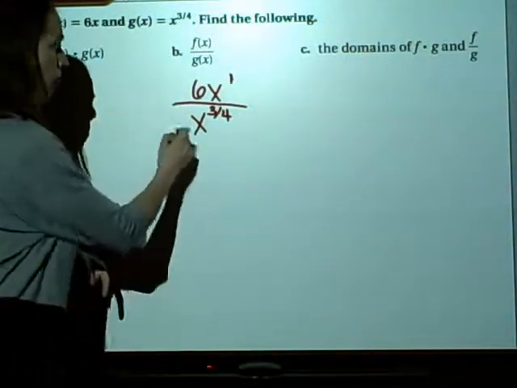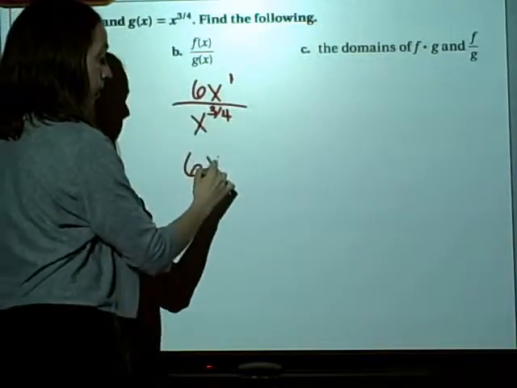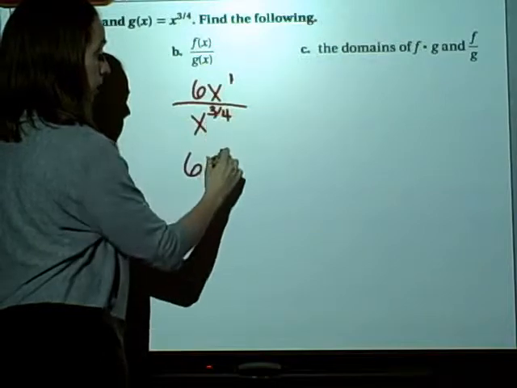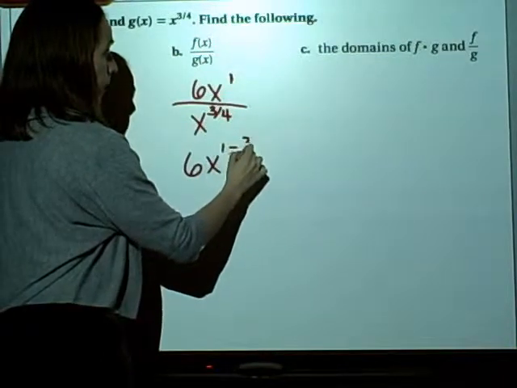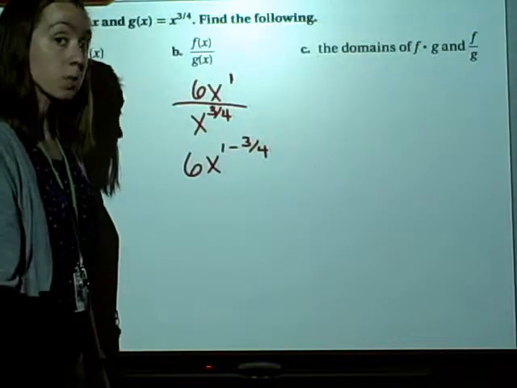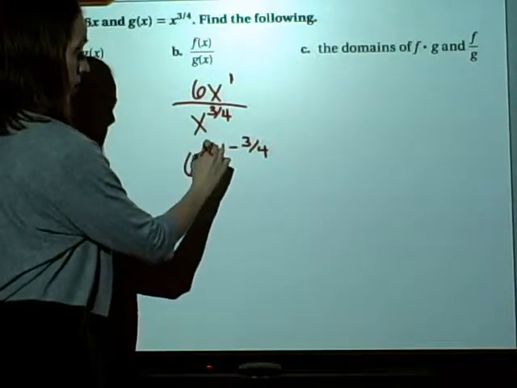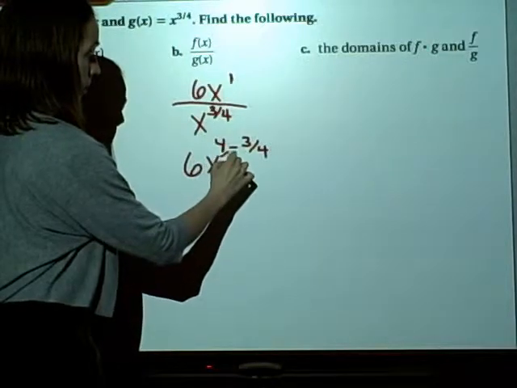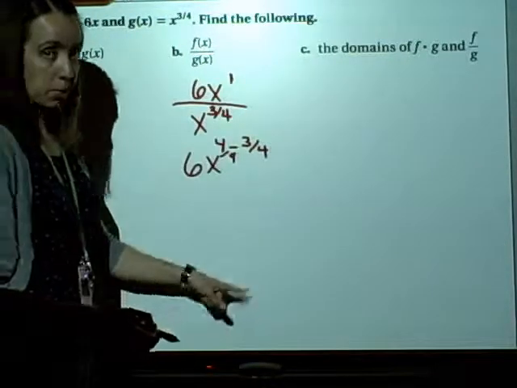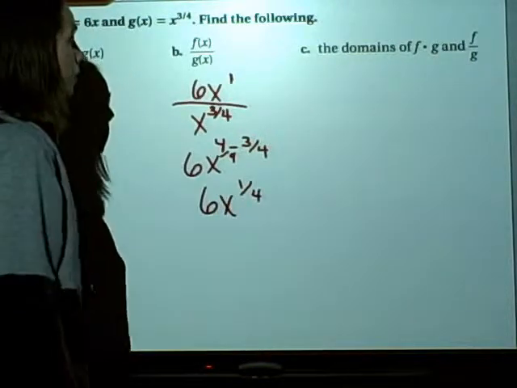6 divided by, there's no number here, it's just going to be 6. Our base is an x, and we're going to subtract those exponents. 1 minus 3/4. When we subtract 1 minus 3/4, we actually get, remember, we can think of that as 4/4. That's the same as 1. 4/4 minus 3/4 gives me 1/4.